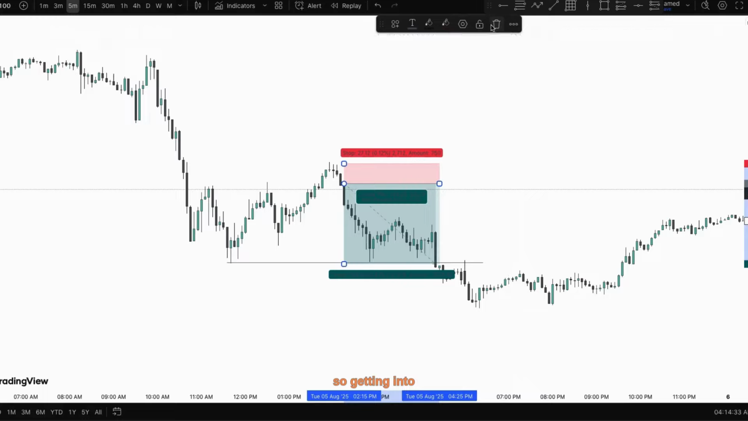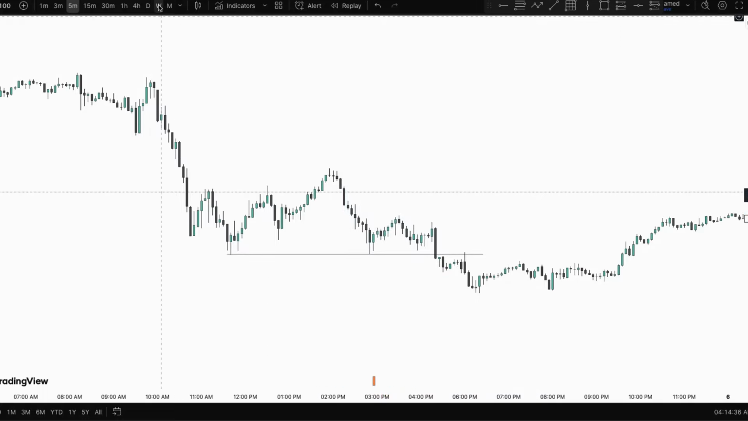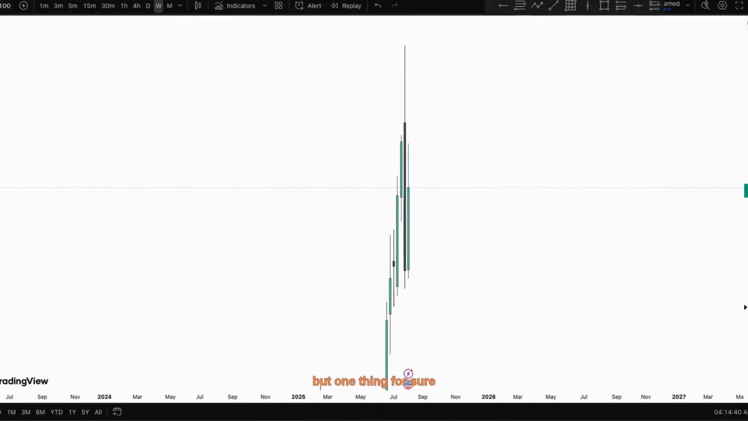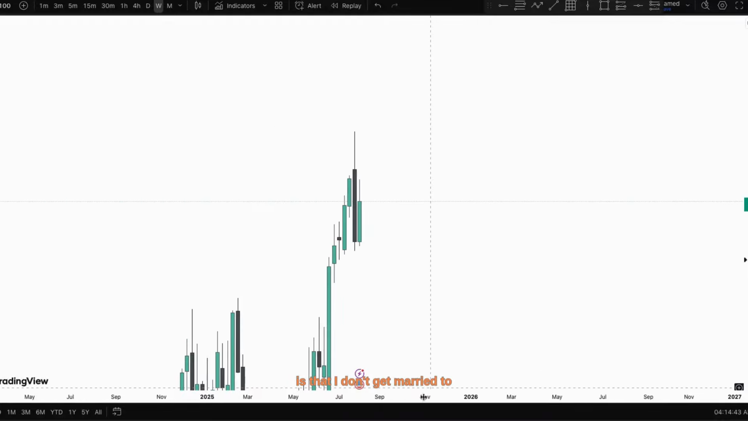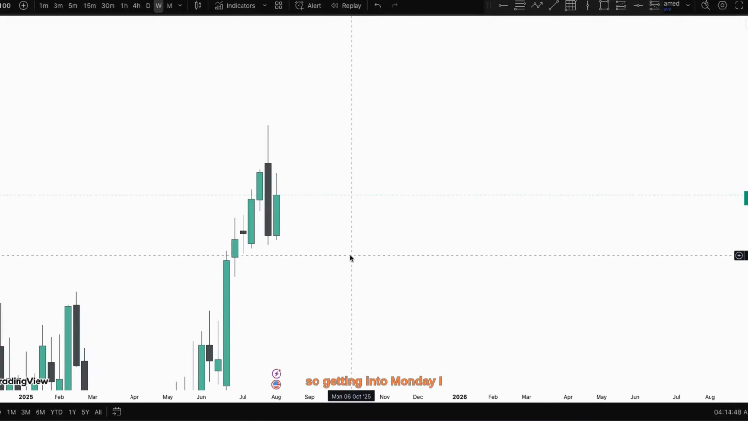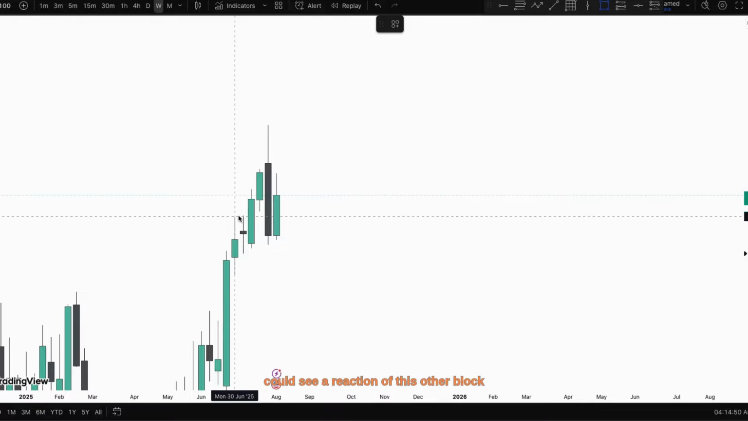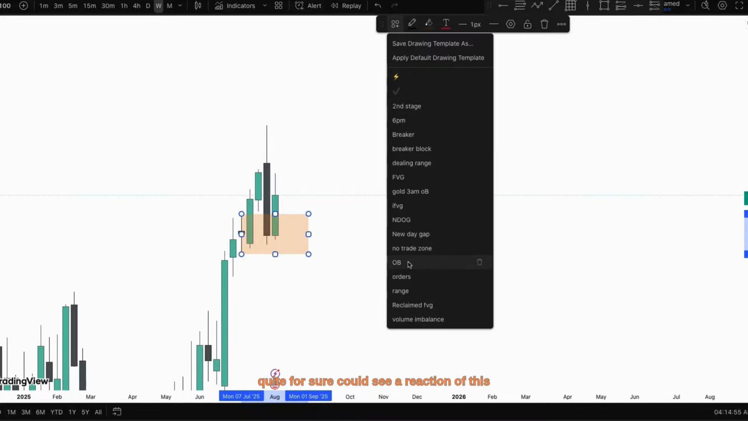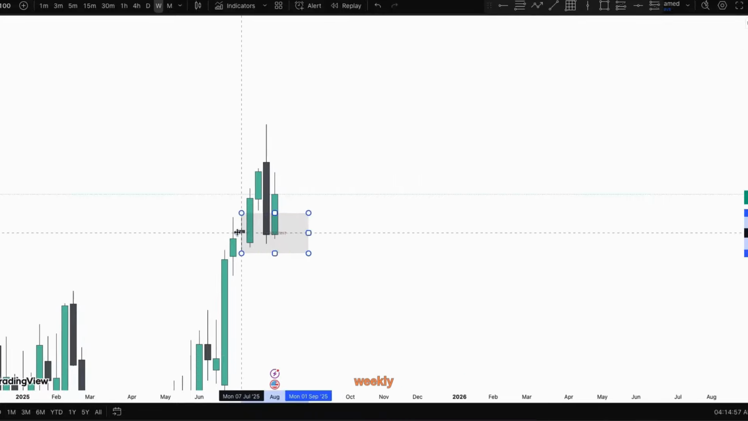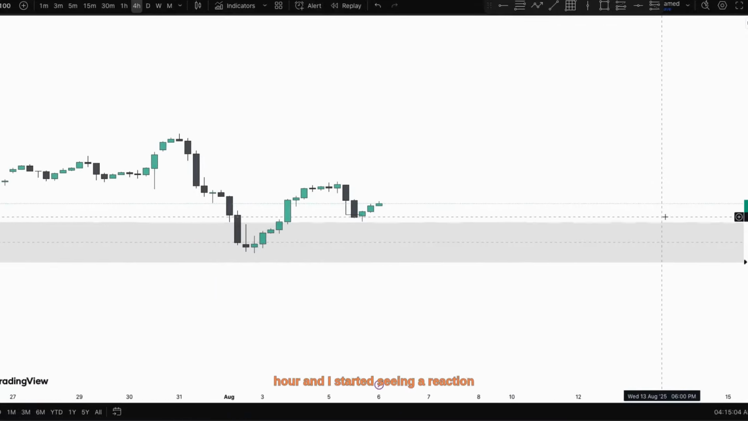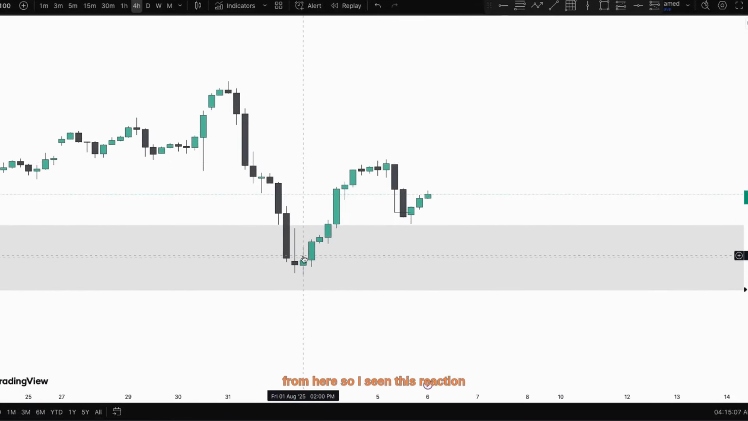Getting into NASDAQ yesterday, I wasn't actually bearish, but one thing for sure is that I don't get married to my buyers, right? I don't get married to my buyers. So getting into Monday, I could see a reaction of this weekly order block. Remember, I always have to start with high time frame, right? So I went down to 4 hour and I started seeing a reaction from here.